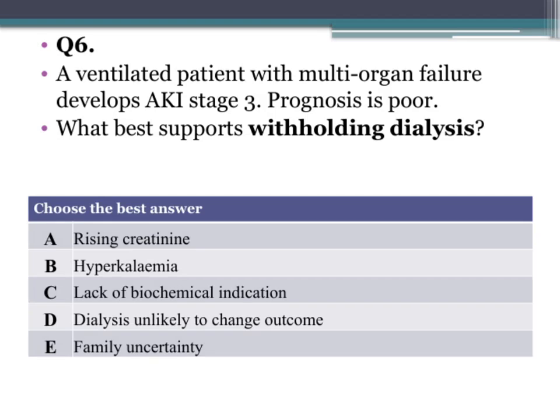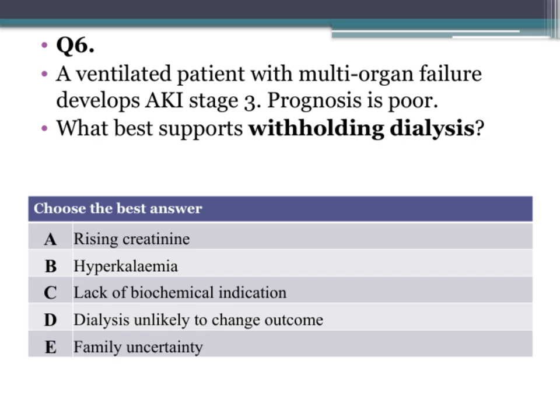Now let's look at this scenario: a ventilated patient with multi-organ failure who develops stage 3 acute kidney injury. As you can imagine, their prognosis is quite poor. The question here is, what best supports withholding dialysis in this context? Looking at the options, the key point is that sometimes, despite the severity of kidney injury, dialysis might not actually change the overall outcome. In this case, the answer is D, dialysis unlikely to change outcome.